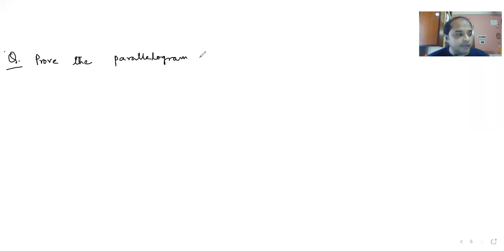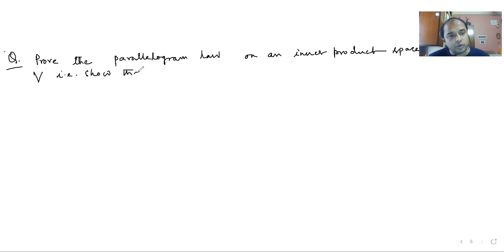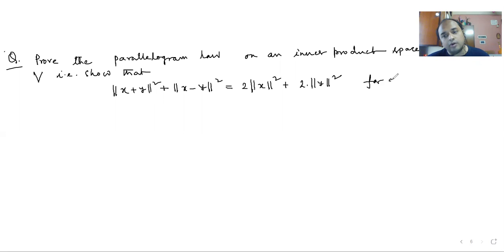They have said to prove the parallelogram law on an inner product space V. That is, show that norm of x plus y squared plus norm of x minus y squared equals 2 into norm x squared plus 2 into norm y squared, for all x, y in V.